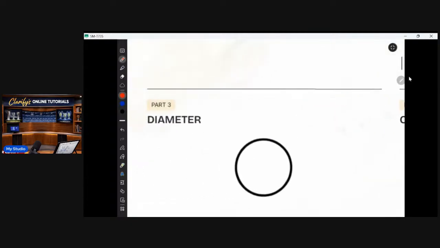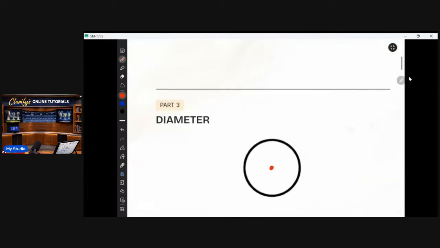Then you go here now. A diameter is a line that passes through the center. This line will be called a diameter. Why it's called a diameter is that it comes from one side of the circumference to the other whilst passing through the center. If it didn't do this, then it wouldn't be a diameter. It is only a diameter simply because it passes through the center.